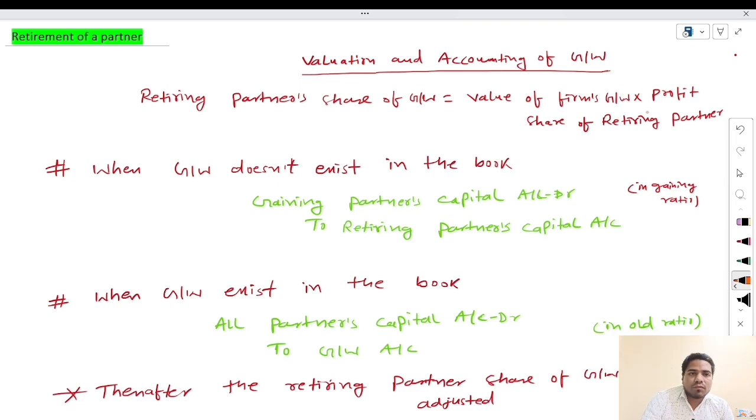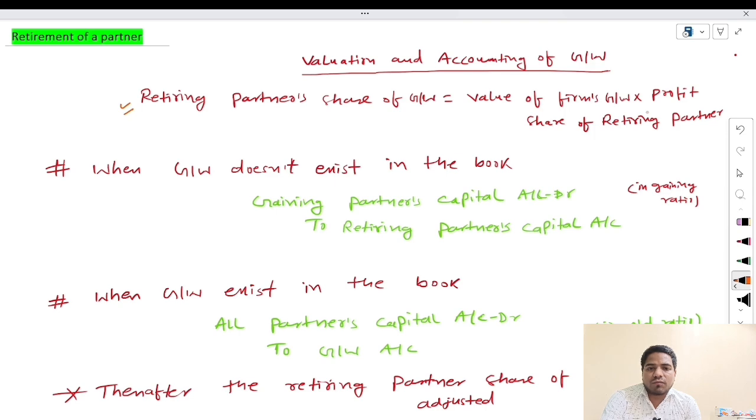Okay, see here. First of all, we have to calculate the value of goodwill of the retiring partner. For calculating it, we will use this formula: retiring partner's share of goodwill is equal to value of firm's goodwill into profit share of the retiring partner. By using this formula, we will calculate the value of the retiring partner's goodwill.